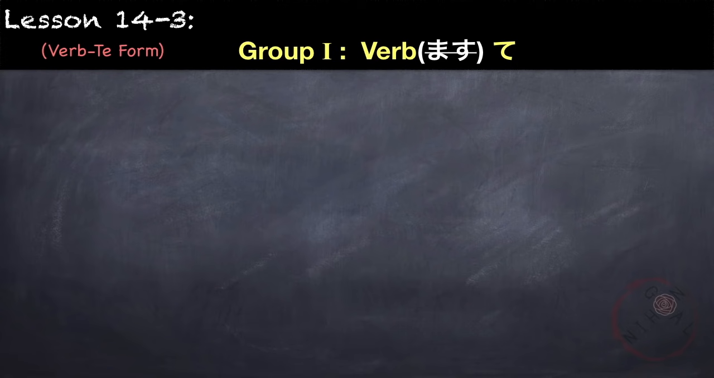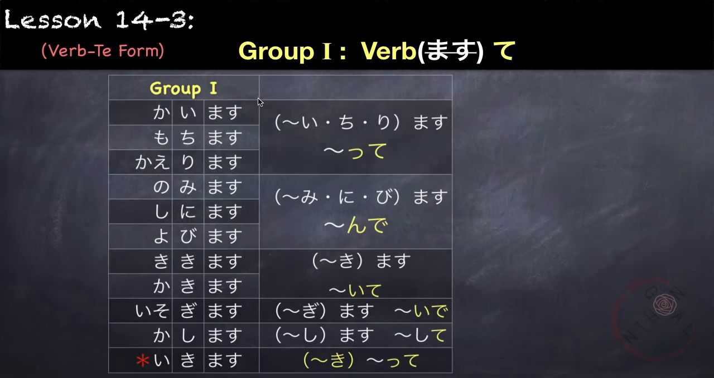Next we will learn how to change the verb from masu form to te form. So this is group 1 verbs. There are different rules in modifying the verb from group 1 depending on what syllable comes before masu. If the syllable before masu is i, chi, ri, we replace these sounds and masu with small tsu followed by te. For verbs where the syllable before masu is ni, mi or bi, we replace it with nde.